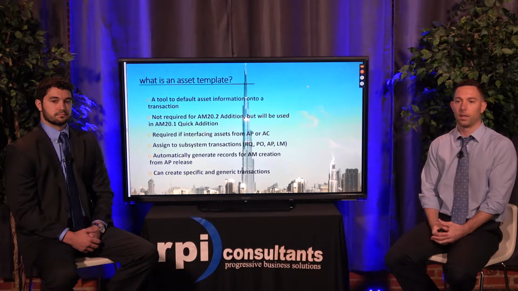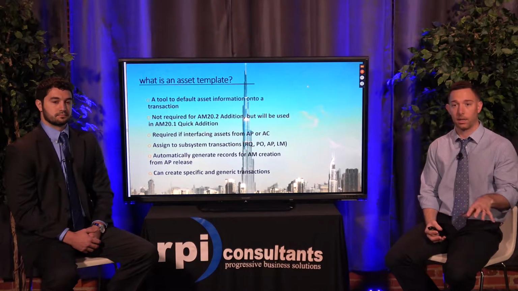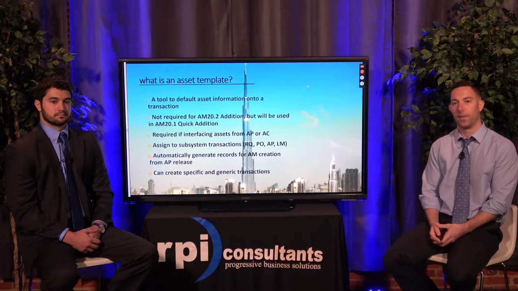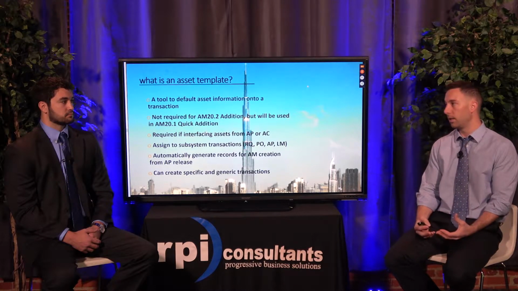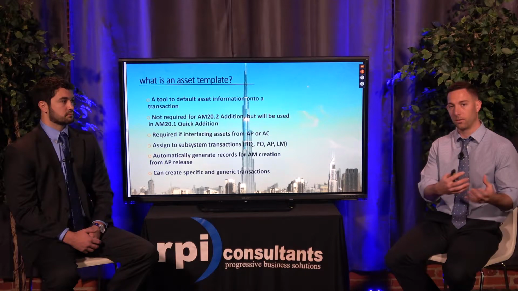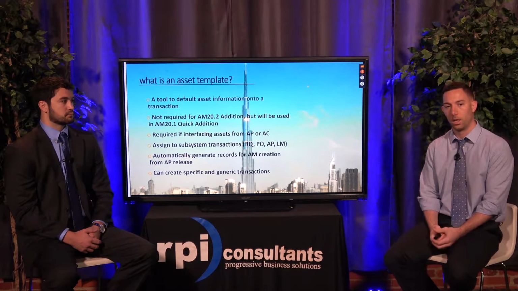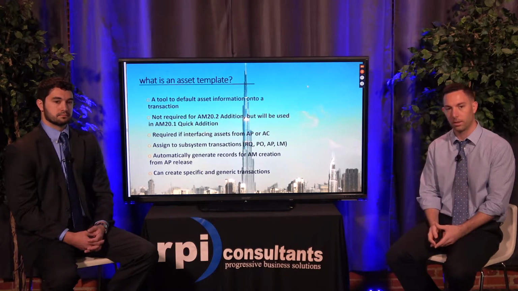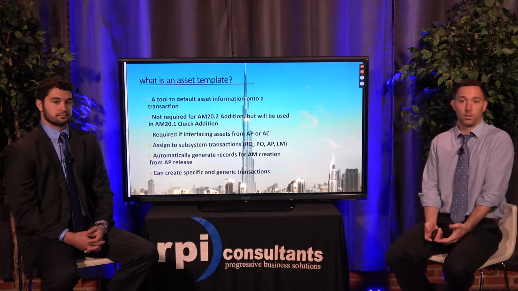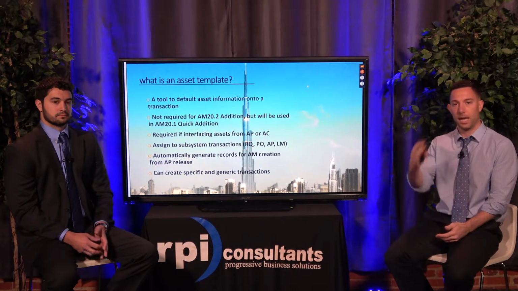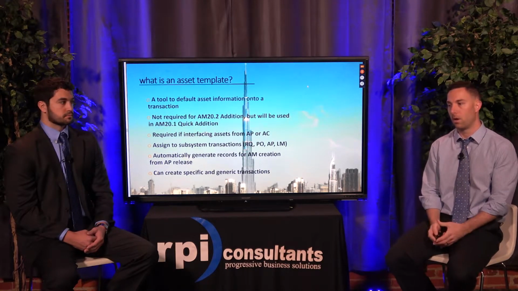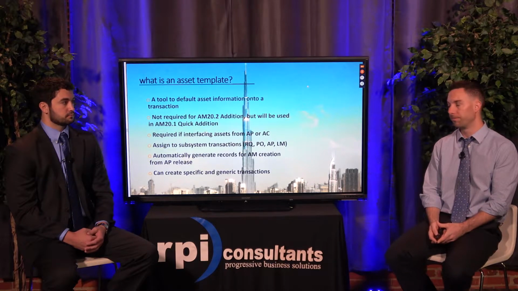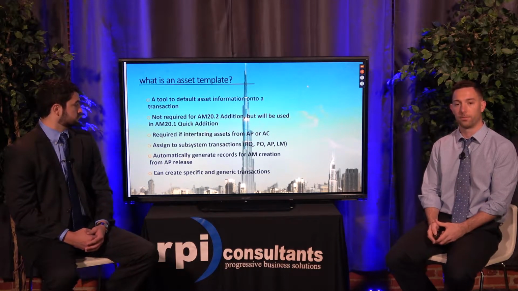Your organization might be tracking CIPs or capital over in the project accounting system and then capitalizing to AM that way. You'd also need an asset template to bring in a project from AC to AM. So this asset template can be used in a couple of different places. But the idea is to put as much information as you can onto that template and have that information default onto an invoice, PO, or requisition to create an asset for you.